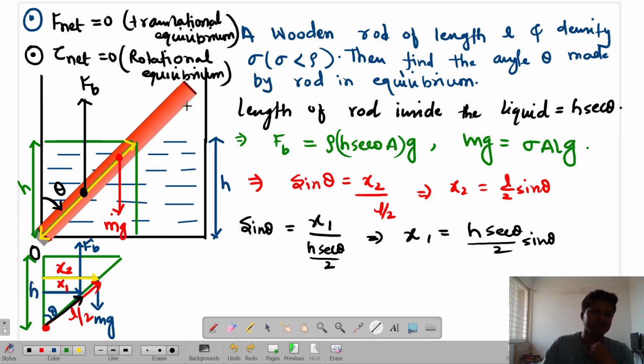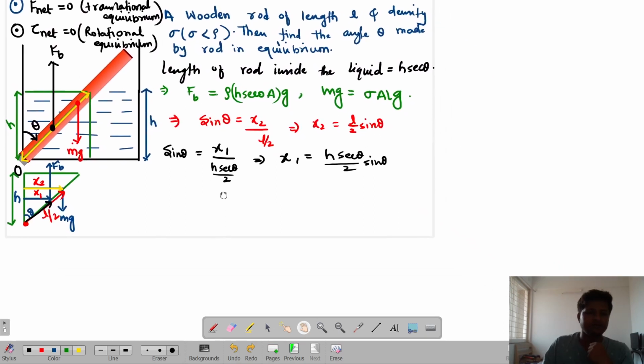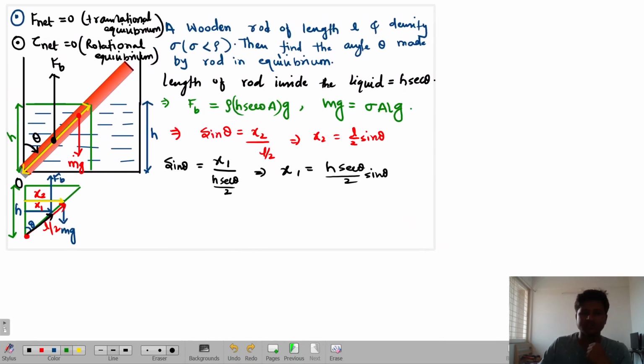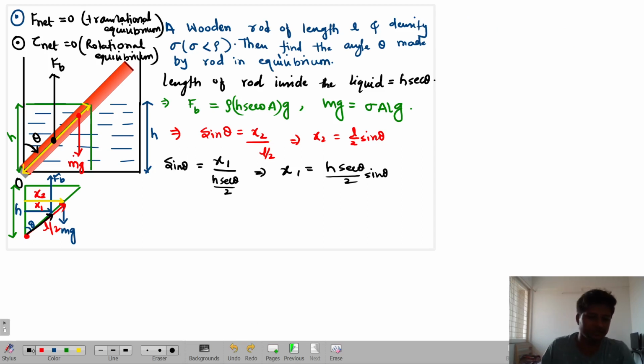Remember that this is also good, but we usually solve using nx and ny because it makes our question easy. If you look over here, taking nx and ny, the buoyancy force Fb plus ny is equal to mg. This is my whole equation of Fb. But then once again, you'll have to find nx and ny. So to calculate this easily, we'll do one thing.